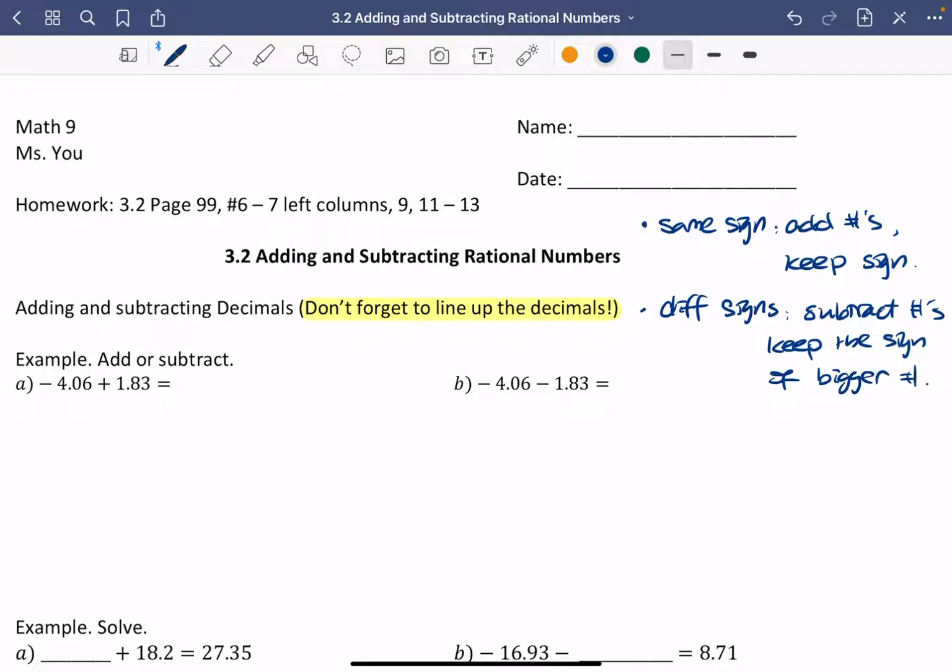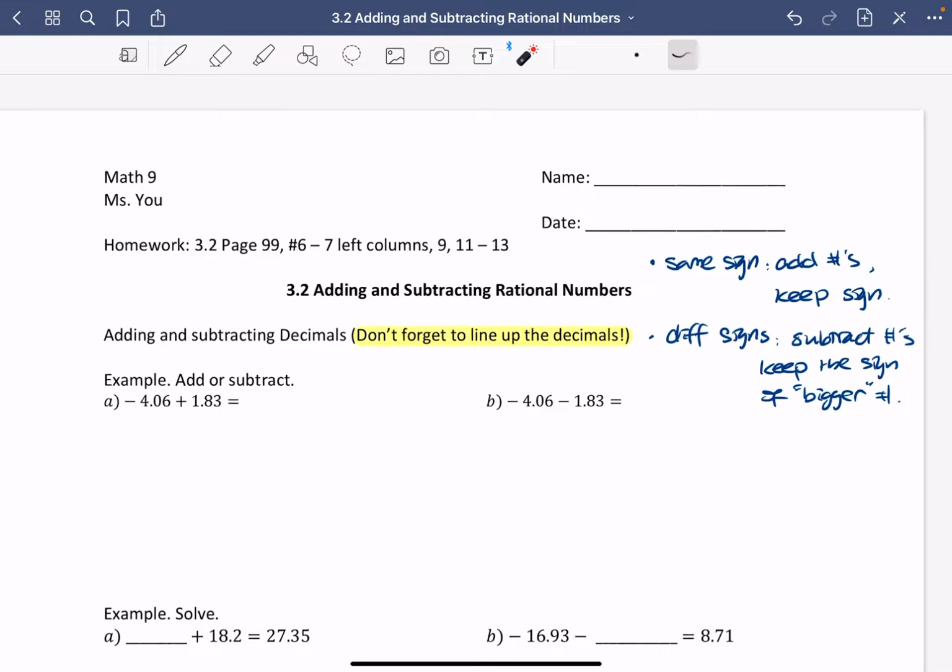Well, so here by bigger I mean the number further from 0. So basically, if you ignore the signs, which one's bigger? Okay, well, let's do this first example then.